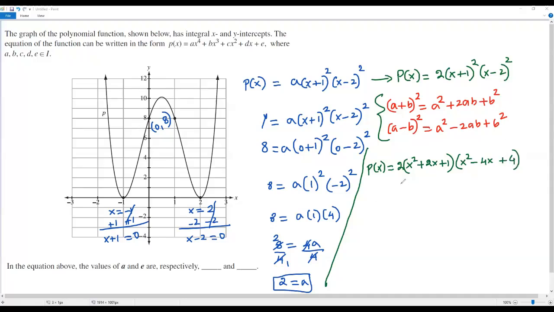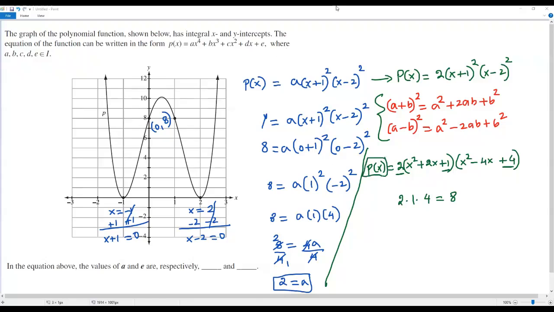Now to get the constant term of this polynomial function, I have to multiply the constant in front of the two factors, the constant term of the first factor, and the constant term of the second factor. So 2 times 1 times 4. That gives me the value of 8. So this is the constant term of the polynomial function p of x.